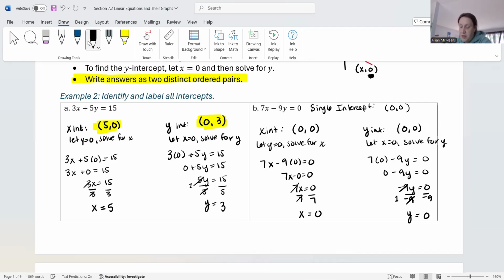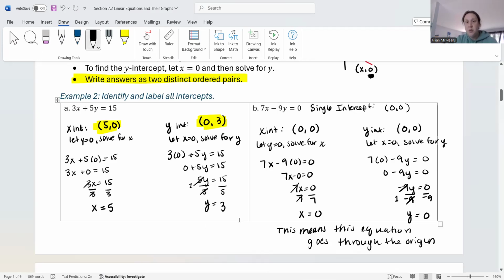So what does this really mean for us? This means this equation goes through the origin. All right. And that will happen from time to time. So hopefully we'll see another example of a line that goes through the origin. But just know, if you get the intercepts, the x and the y intercept are both the origin, the line just has to go through the origin. Okay? So that is intercepts.